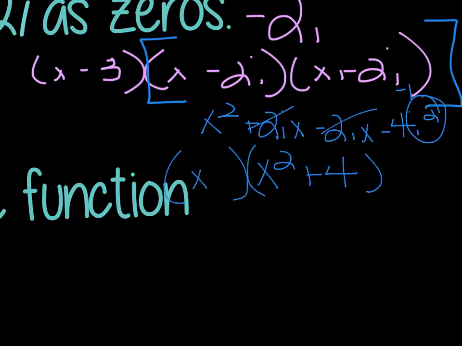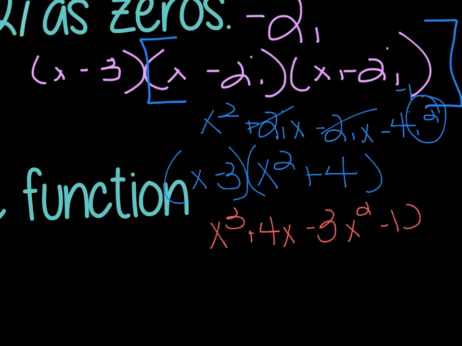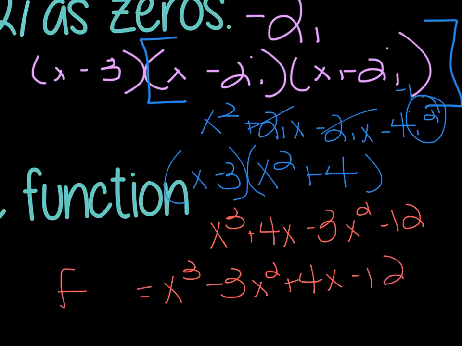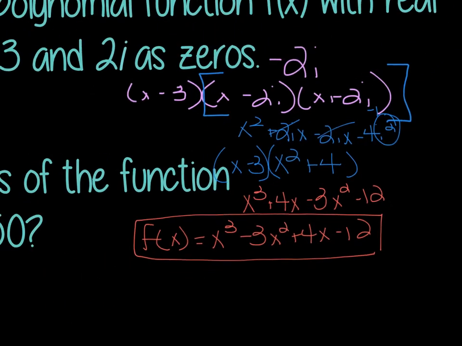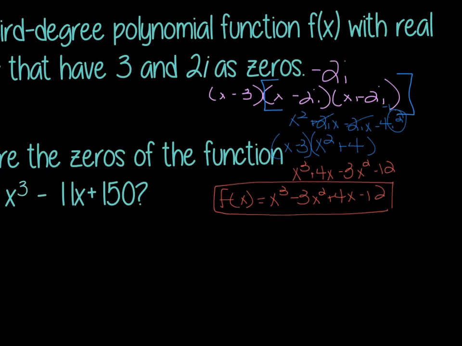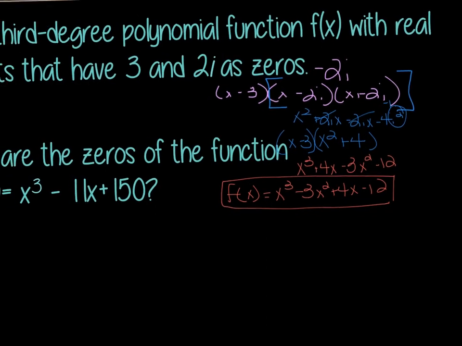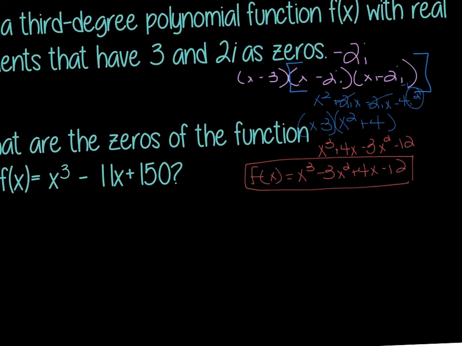Bring down the x minus 3, and then multiply that out. So x to the third plus 4x minus 3x squared minus 12. And then I would rewrite it in decreasing degree order and set it equal to f of x. So anytime it's asking you for a function, you want to make sure you set it equal to f of x. Raise your hand if you got that one right. Okay, good. Any questions before we move on?